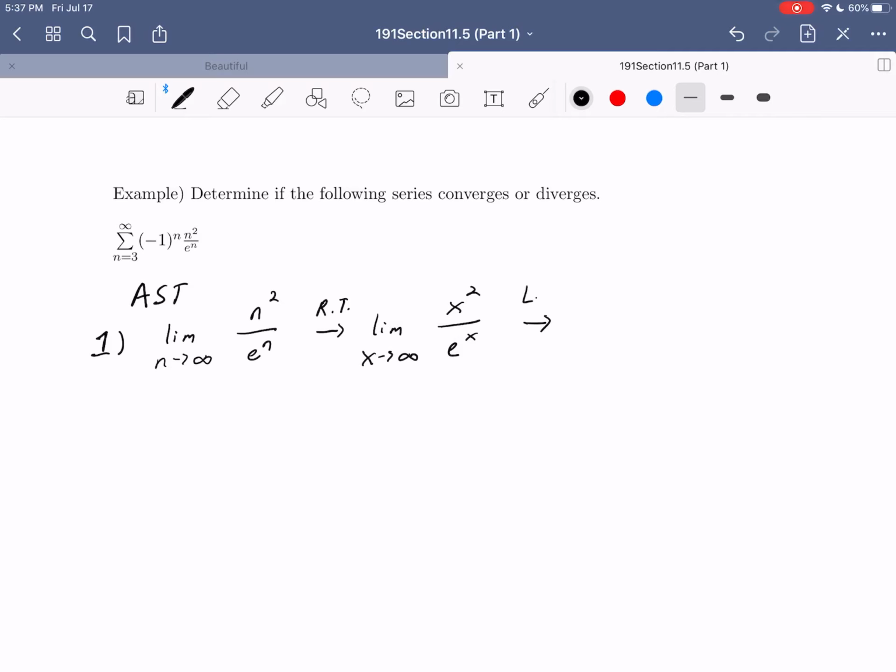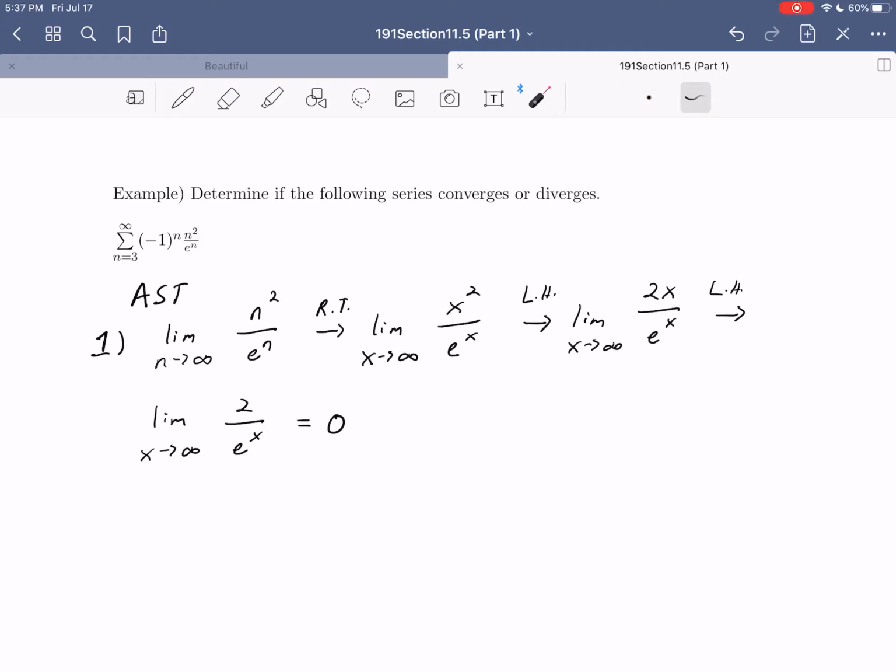Then we can go ahead and apply L'Hopital and take the derivative of the top and bottom separately. So 2 over 2x and e to the x. And then L'Hopital again, which I guess I'll put down here. We get limit as x goes to infinity, 2 over e to the x. Unsurprisingly then, 2 divided by something that goes to infinity is going to equal 0. We should have already known that back here.